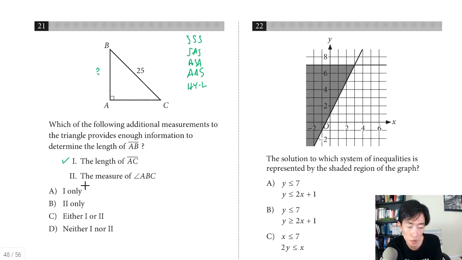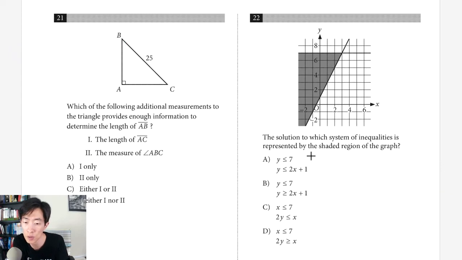And the second piece of information, let's say we know the measure of angle ABC, that's over here. Then we have angle-side, which also works, so choice 2 is going to work, and therefore the answer is C, either 1 or 2.